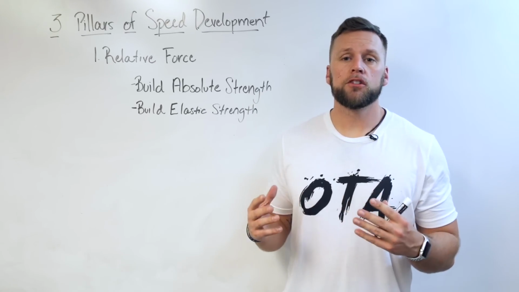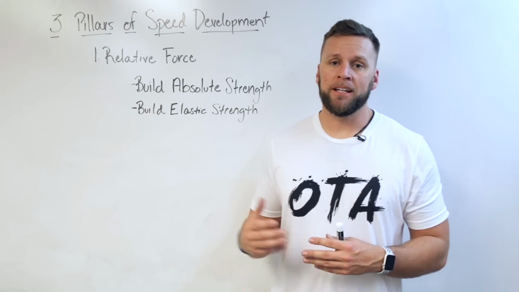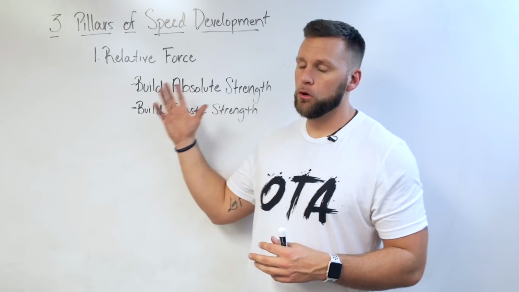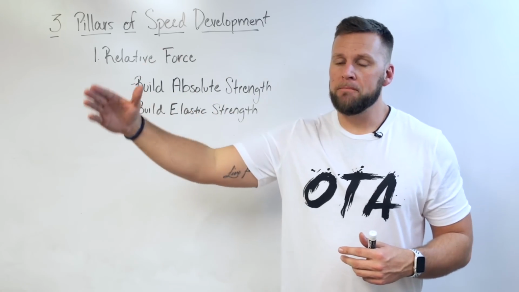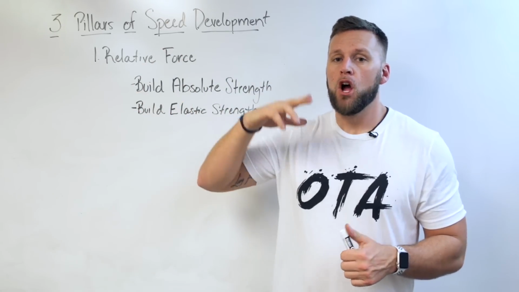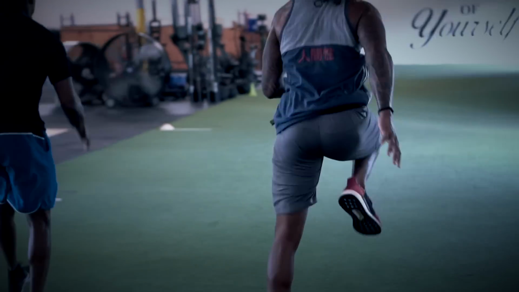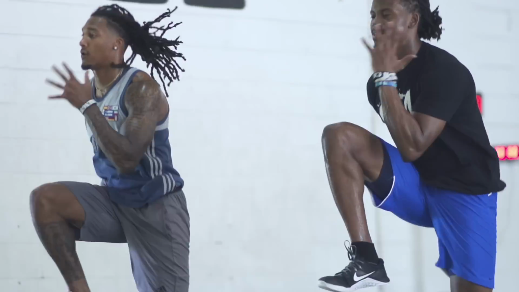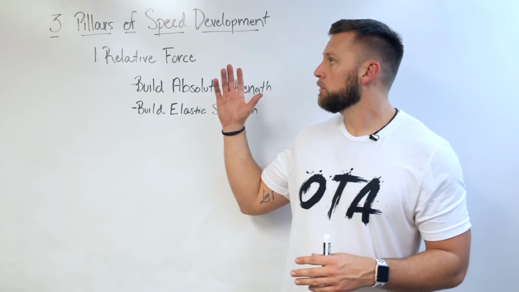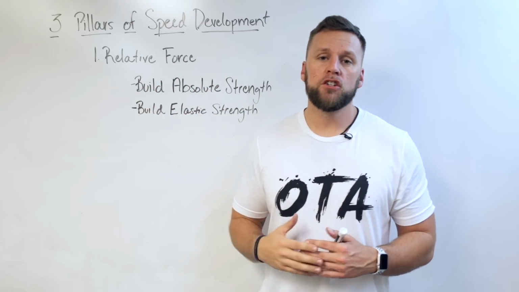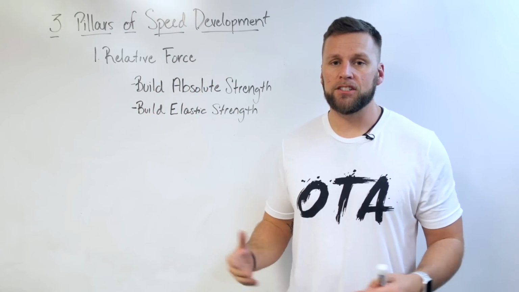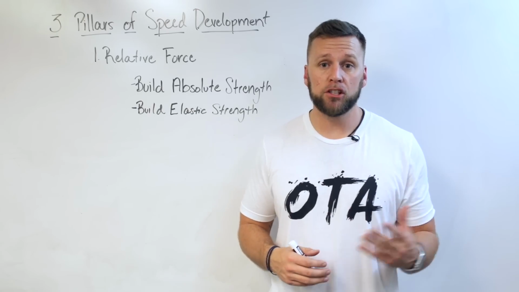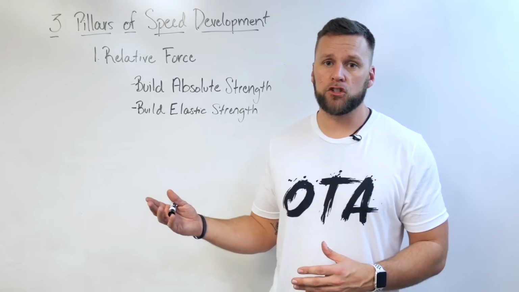Now, when it comes to the first pillar of speed development, it's understanding relative force production. Every time we make contact with the ground, we want to not only have minimal ground contact time, but we want to be able to produce as much force as we possibly can. Now, in order to build relative force, what we need to do is understand what relative force is. Now, there's 2 types of strength. There's absolute strength and there's relative strength.